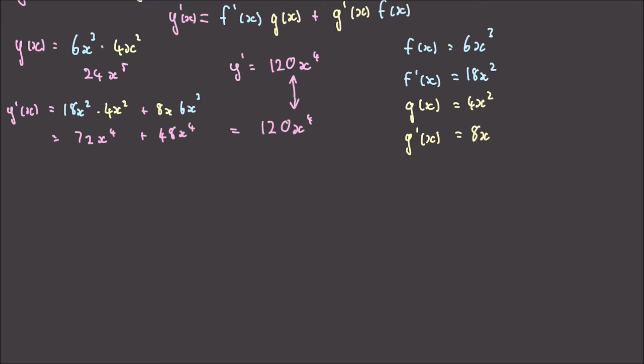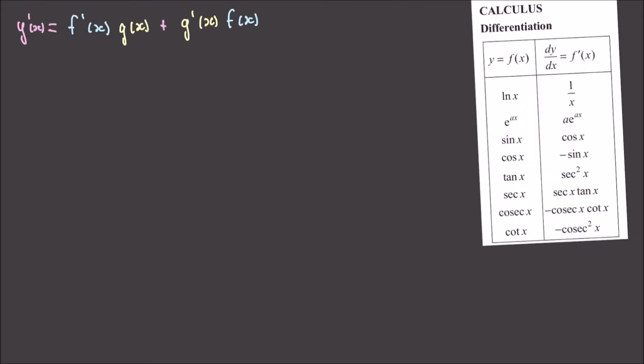Of course we need this rule for when you cannot just multiply two functions together. Let's look at an example of that then. So e to the x times sine x. You can't just multiply these two any further. You can't simplify this at all.